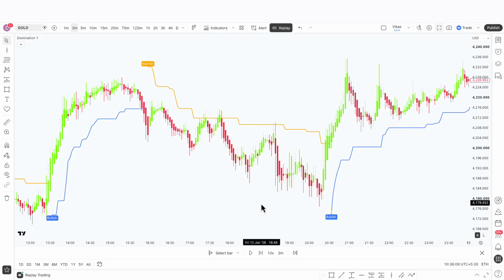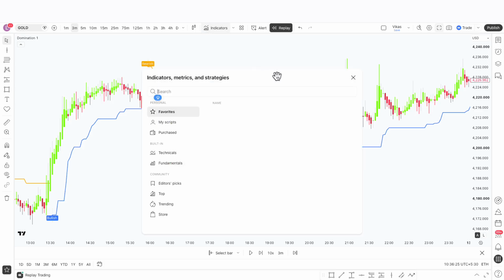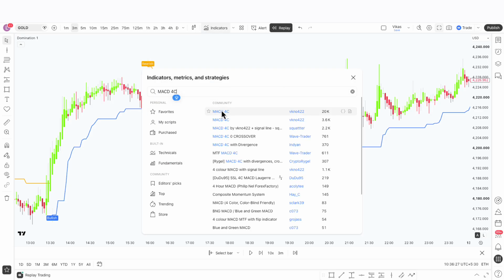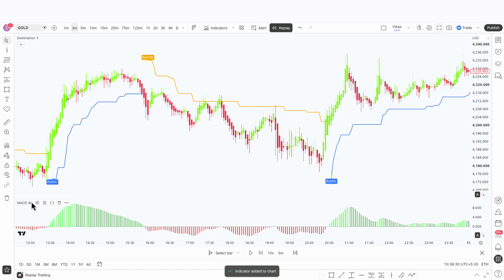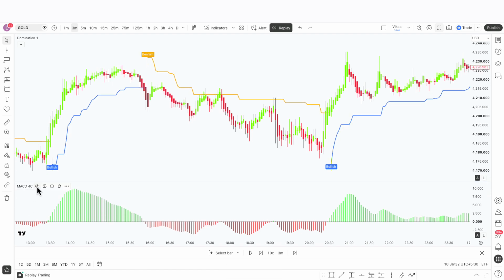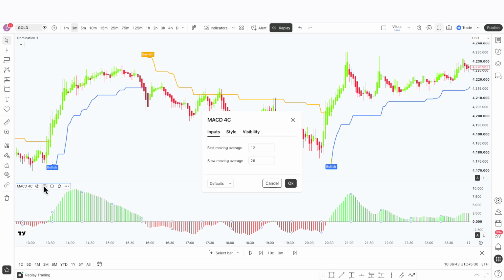Now we'll add one more indicator to make this strategy more powerful. Let's go to the Indicator Search tab, search for MACD4C, and select this one called MACD4C, created by VKNO422. Now let's access the settings of this indicator so we can modify it to suit our strategy.